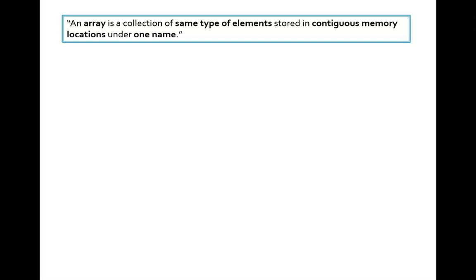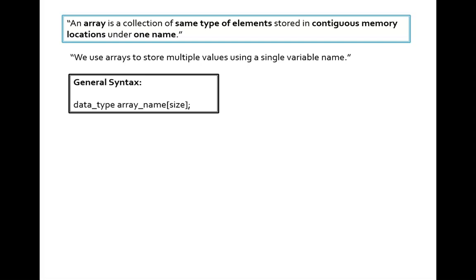An array is a collection of same data type or same type of elements stored in contiguous memory locations under one name. In other words, I can call an array a collection of homogeneous elements or homogeneous data items stored in contiguous memory locations under one name. Very important, homogeneous elements stored in contiguous memory locations, one after the other. We use arrays to store multiple values using a single variable name.